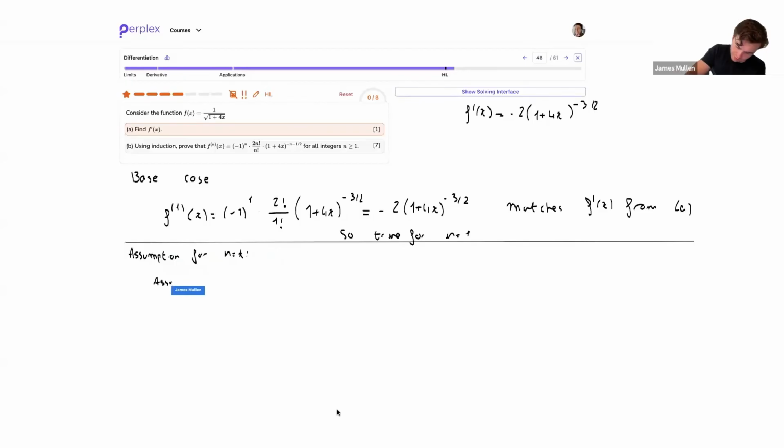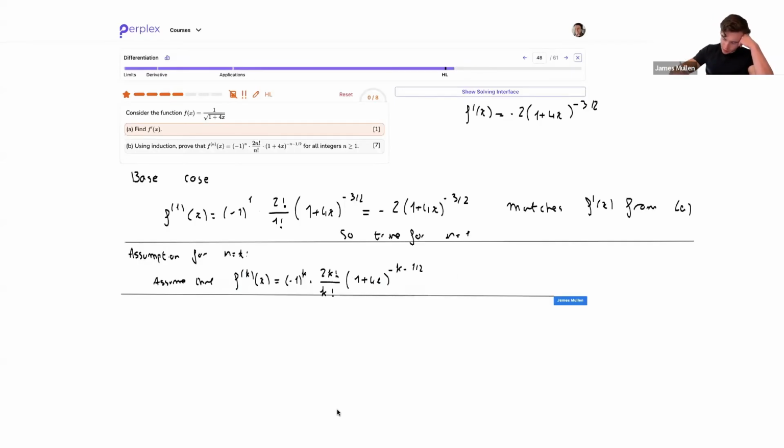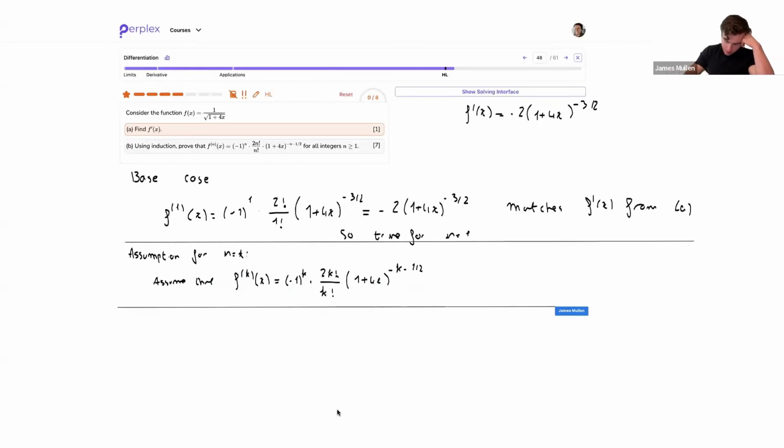Assume that I have f k of x is equal to negative 1 to the k times 2k factorial over k factorial times 1 plus 4x to the minus k minus 1 over 2. Now, what do I have to do to prove that? I want to prove that it's true for k plus 1. So now we want to prove true for n is equal to k plus 1.